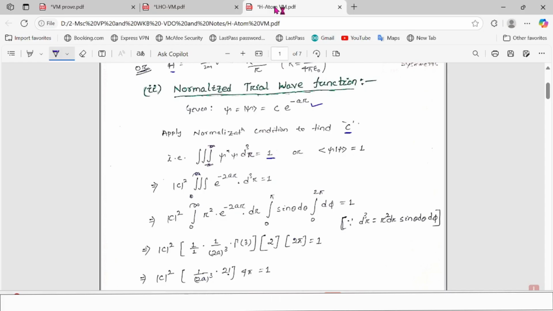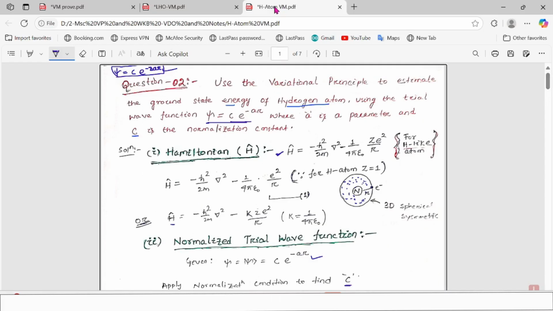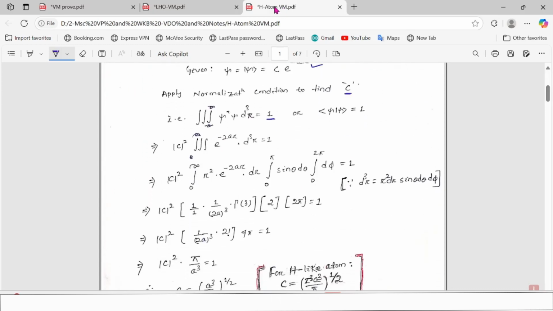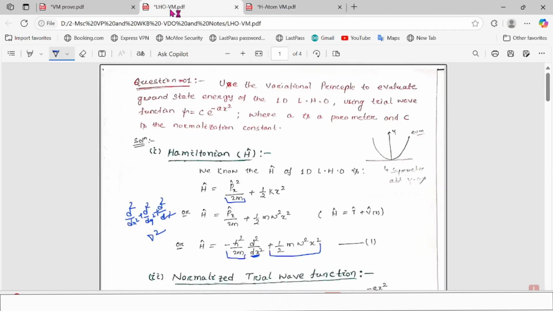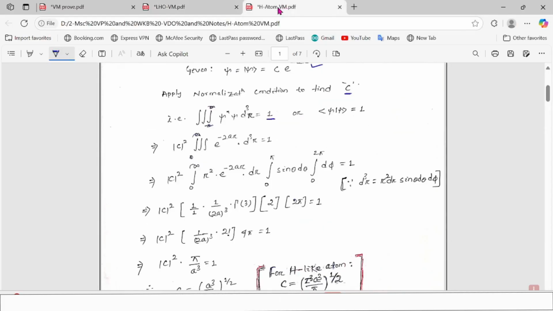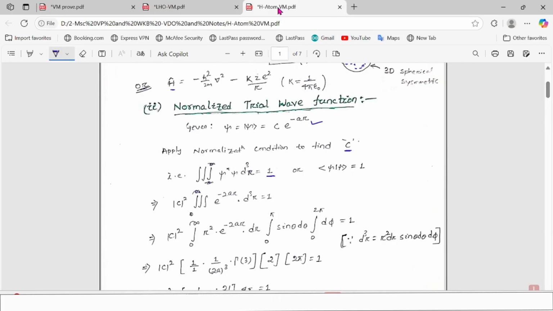Here we are going to consider the 3-dimensional case, because this is the 3D spherical symmetry case. Hence a triple integration will come up. In the case of the 1D harmonic oscillator we discussed in our last class, there was only a single integration, because the dynamics was along the x-axis. But in the hydrogen atom, a 3-dimensional sphere, we have to consider a triple integration. So the triple integration of the inner product of the trial wave function should be 1. This is the normalization condition.